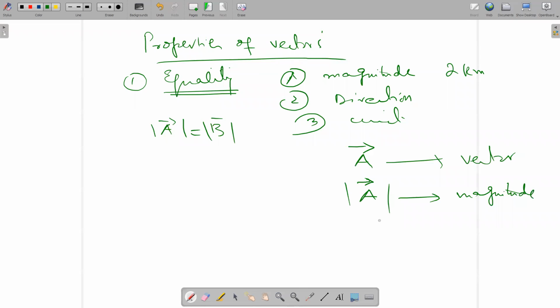In the next topic, we will see that if I'm writing like this one, then it will be a unit vector. So remember, if you change this notation, the meaning must change. Here I'm writing the magnitude. If I'm writing like this, it means I'm writing the vectors. Two vectors are equal when their magnitude is the same, their direction is the same, and their units are the same. So this is the equality property of vectors.